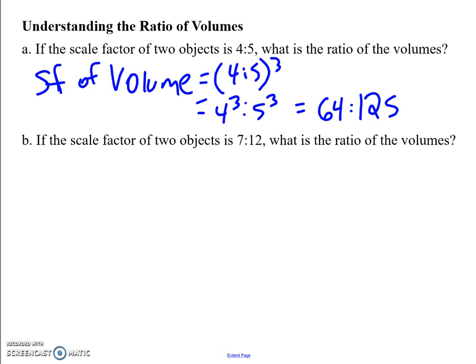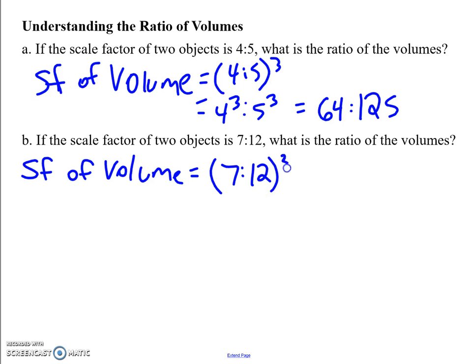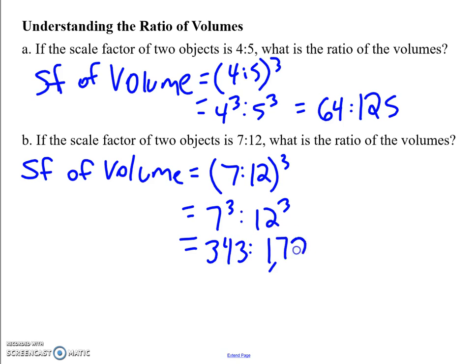When we look at the 7/12, we're going to do the same thing. We're going to have the 7 to 12, that ratio cubed. So we're looking at 7 cubed and 12 cubed. So this ratio would be 343 to 1,728.